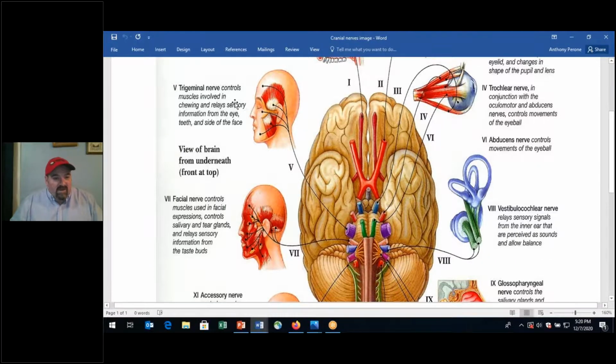So cranial nerve number 5 controls muscles involved in chewing. So we would say the muscles of mastication, the ability to chew. You see masseter right here, masseter, pterygoids and such, these are all involved in the ability to chew. Cranial nerve number 5, that's the motor aspect. Then sensory input, right? So it relays sensory information from the eye, teeth, and the side of the face. You see here it's called trigeminal because there are 3 branches of the trigeminal nerve.